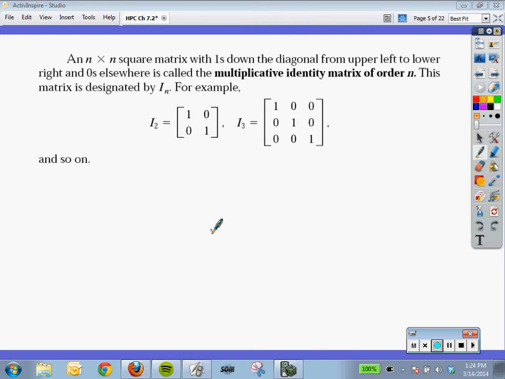The identity matrix is only a square matrix, okay? So you could have a 4, a 5, a 6, but bottom line is the identity matrix will only be a square matrix. That's why it says the n by n. The amount of rows is equal to the amount of columns with the identity matrix. Okay?